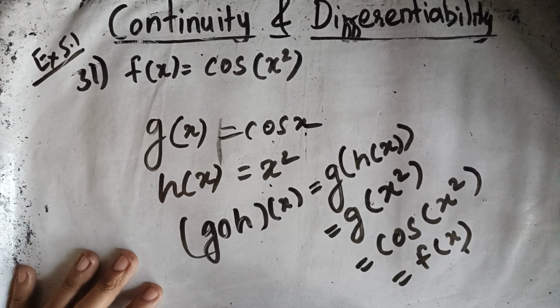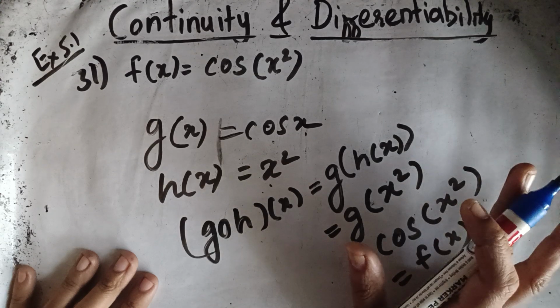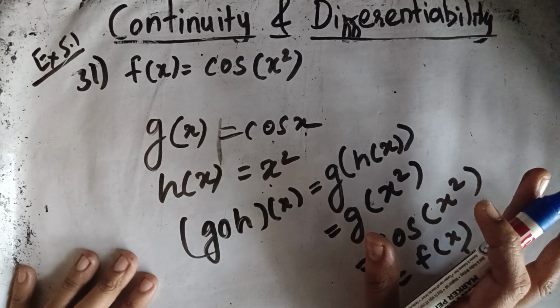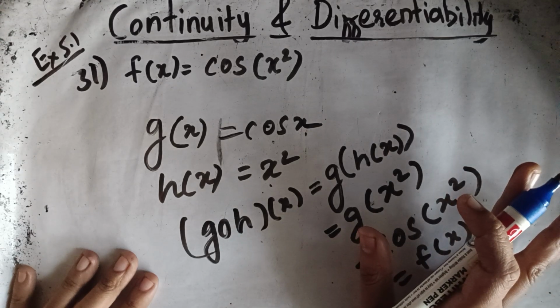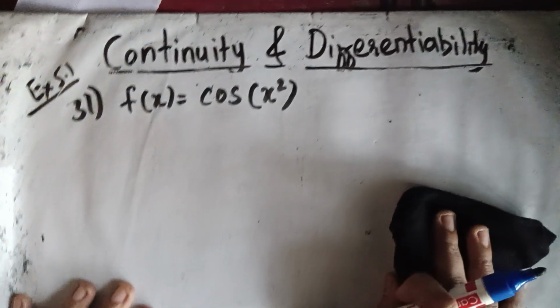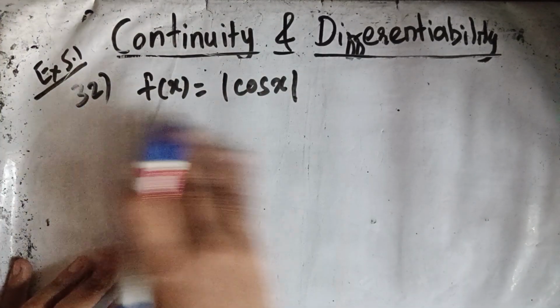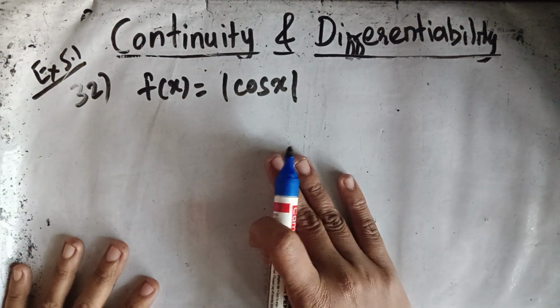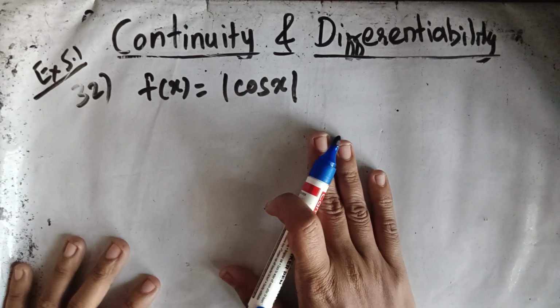Okay. So we have proved that cos of x is continuous and x square is also continuous. It is a polynomial function. So both the functions are continuous. You can write the same steps as we have done for cos of x. So this is the function f of x equal to mod of cos of x. Okay. This we have to prove that it is a continuous function.